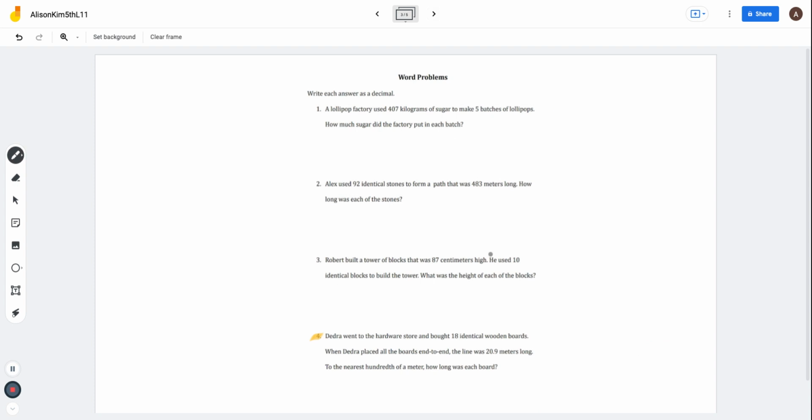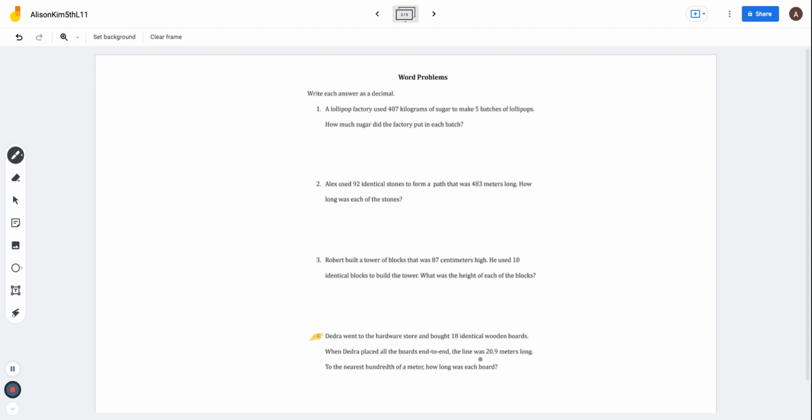Now we're going to go with word problems. Let's go with number 4. Number 4 says, Dedra went to the hardware store and bought 18 identical wooden boards. When Dedra placed all the boards end to end, the line was 20.9 meters long. To the nearest hundredth of a meter, how long was each board?